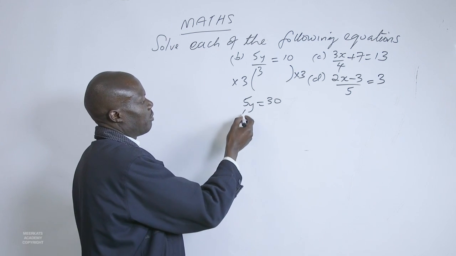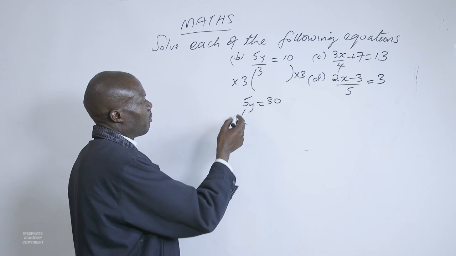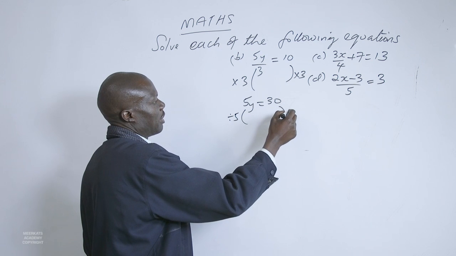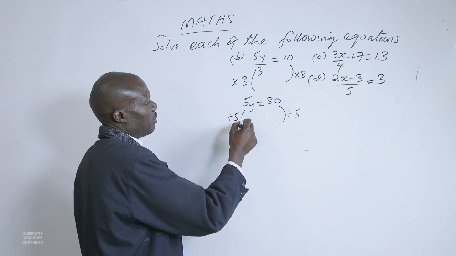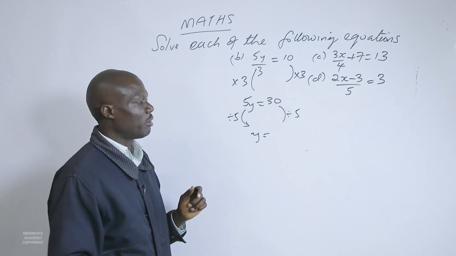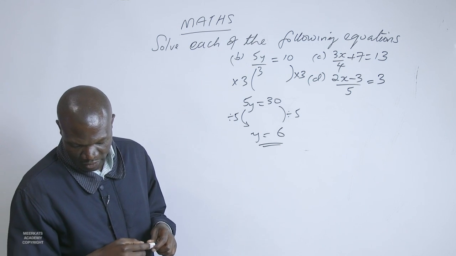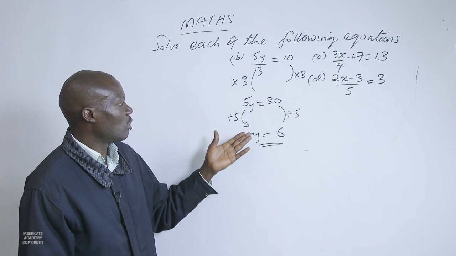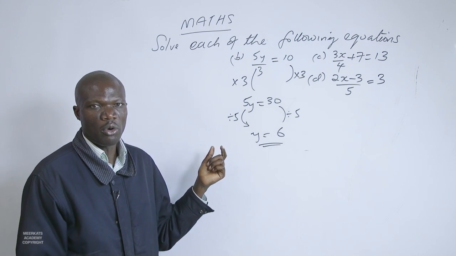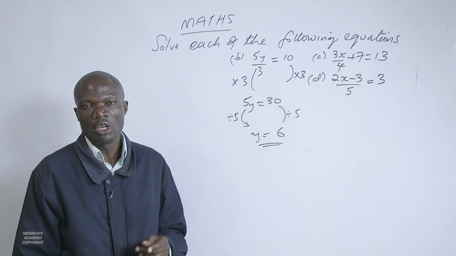So the next step is to divide by 5 here, and then divide by 5 here. When you divide 5y by 5, we remain with y, and 30 divided by 5 gives you 6. So 6 is the value for y. When you solve this equation, y equals 6.